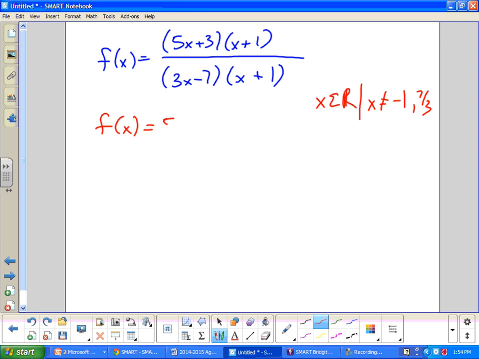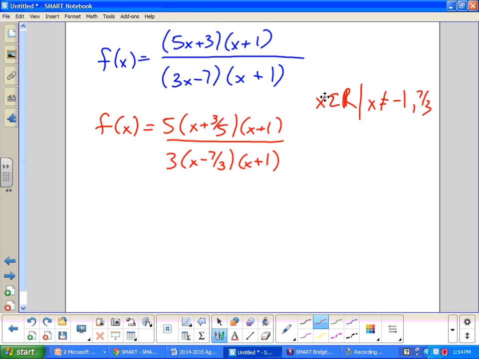I could bring out the 5. And I can bring out the 3. And then it really becomes obvious that 7/3 is one of the vertical asymptotes. A 0 here, do you guys agree? There is only one 0, -3/5, because once -1 becomes an asymptote, it can't be a 0.